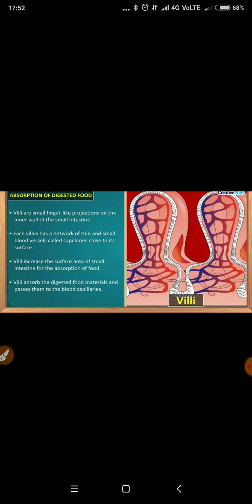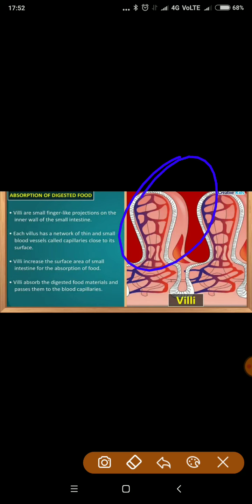Now स्मॉल इंटेस्टाइन में फूड डाइजेस्ट हो गया. अब क्या होगा? अब उसका एब्जॉर्प्शन होगा. ओके, एब्जॉर्प्शन कैसे होगा? किससे होगा? विलाई से. What are these villi? Villi are the small finger-like projections on the inner wall of small intestine. Okay, are you able to see villi in this diagram?